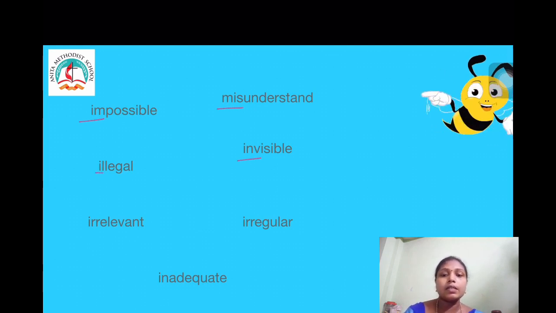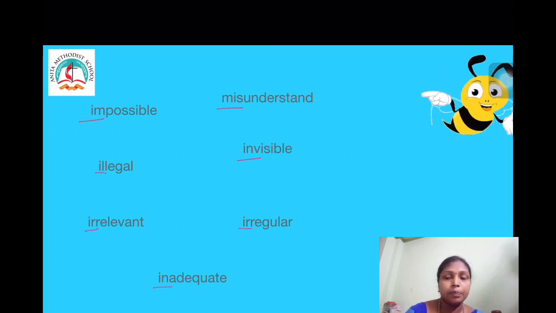The next one is illegal. Again, legal is the root word. Ill is the prefix. The next one is irrelevant. Relevant is the root word. Ir is the prefix. The next, again the same prefix I have used here: irregular. Regular is the root word. Ir is the prefix. The last word is inadequate. Adequate is the root word.